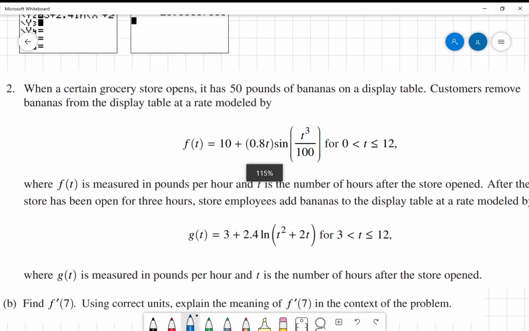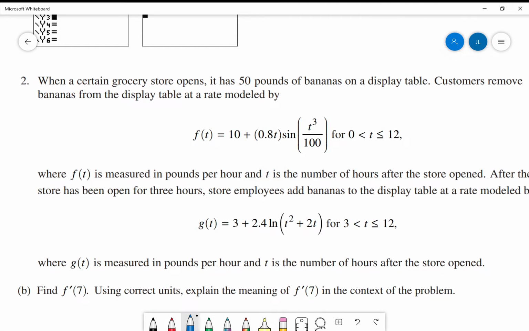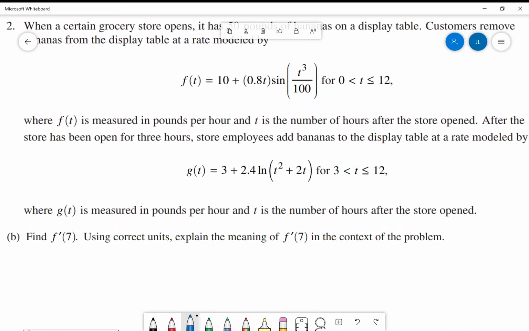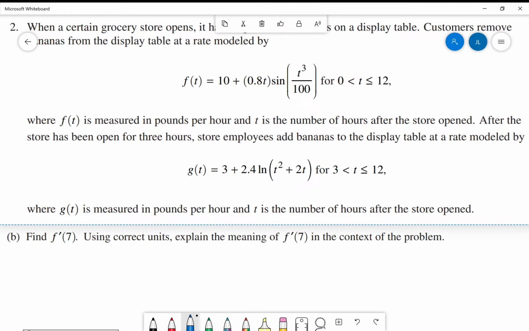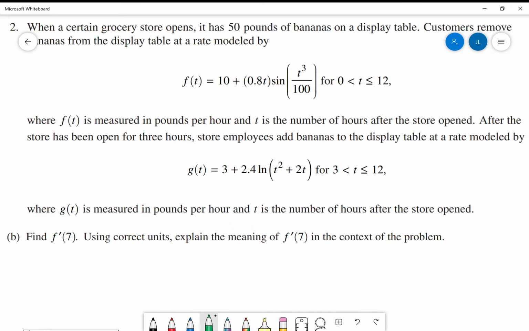And here goes. Part B says, find f prime of 7. Now, when you see a prime on this calculus AP exam, it should be a knee-jerk reaction. You're talking about rate of change. It is the derivative. We're going to have to derive f and evaluate the derivative at 7. Again, this is very easily done on the calculator.